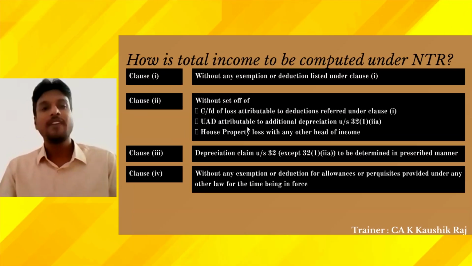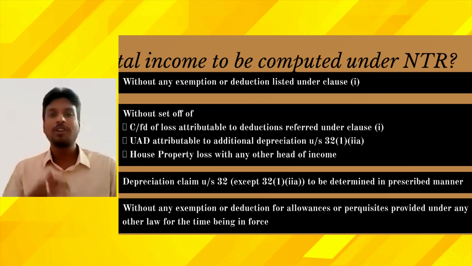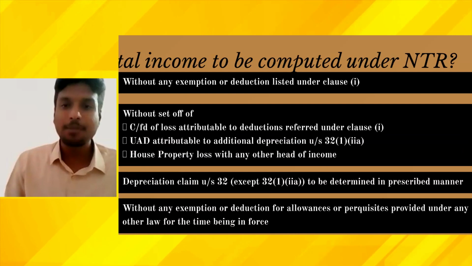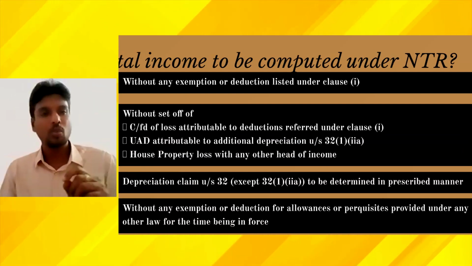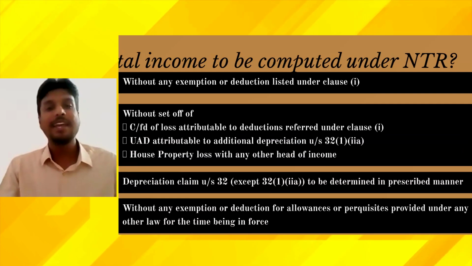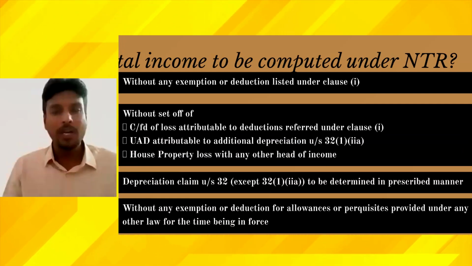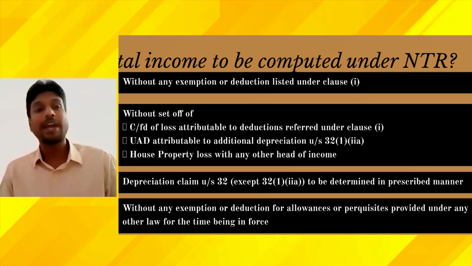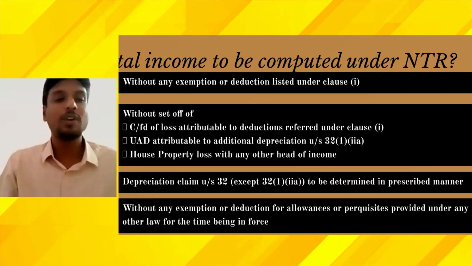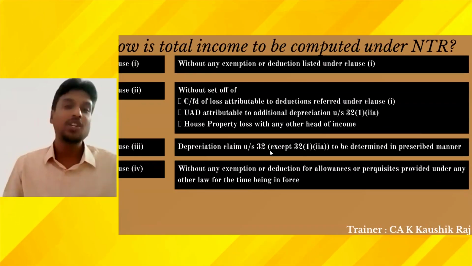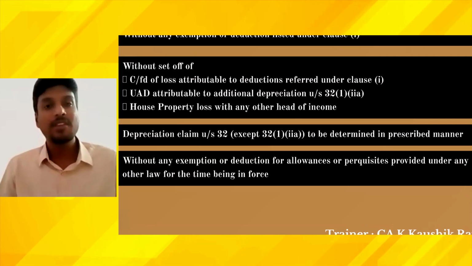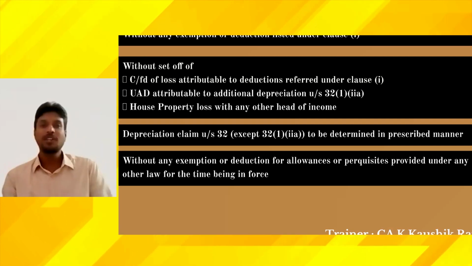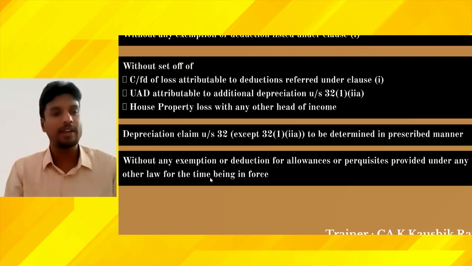Clause 2: without set off of carry forward of losses attributable to deductions referred under clause 1, or unabsorbed depreciation attributable to additional depreciation under section 32 subsection 1 clause 2a, or house property loss with any other head of income. Earlier, in the old tax regime, the house property loss could be adjusted against other heads of income up to 2 lakhs. Now they have done away with that under the new tax regime. Clause 3: depreciation claim under section 32, except 32(1)(iia), to be determined in the prescribed manner. There are certain changes and restrictions they have brought in.